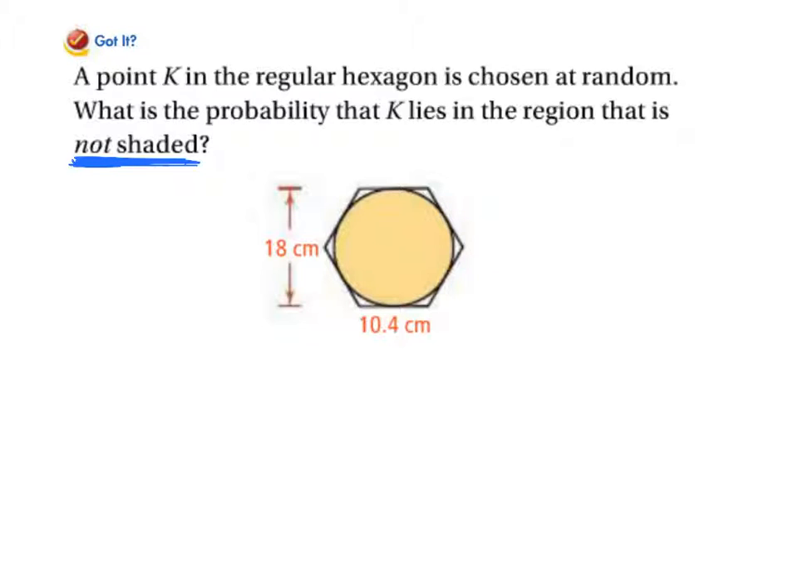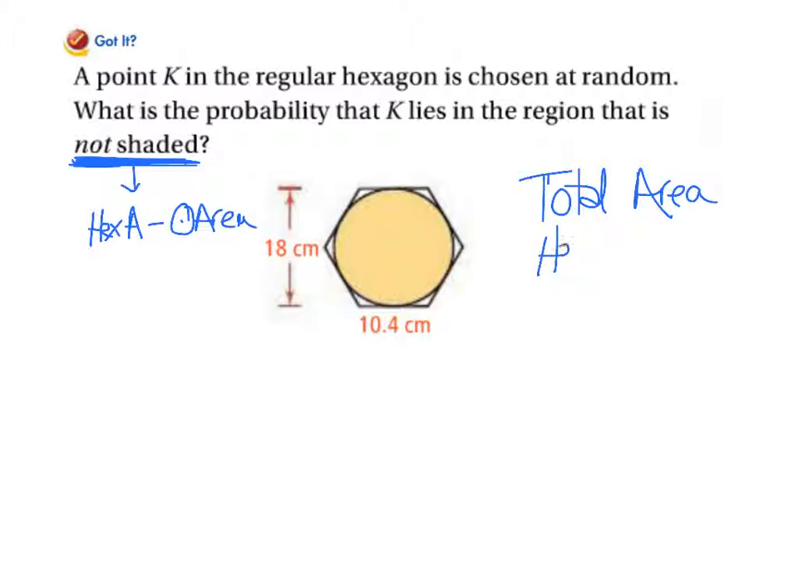I would have to do the hexagon area and subtract the circle area. Okay, so that would be the not shaded part, and that would be my numerator. And then my total area over here would be the hexagon. That's a little bit harder for us. So ultimately I'm going to find the area of the hexagon, and I'm going to find the area of the circle. Those are the things I need to find.